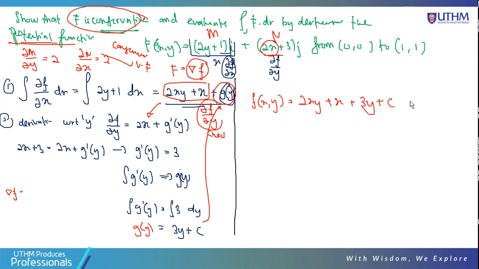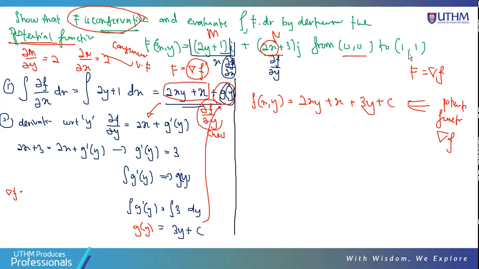So this one we call the potential function. Okay, potential function, because for the conservative field, this one equals the potential function. Here is the same as here. This one represents the conservative vector field. So once you get here, okay, it's done.